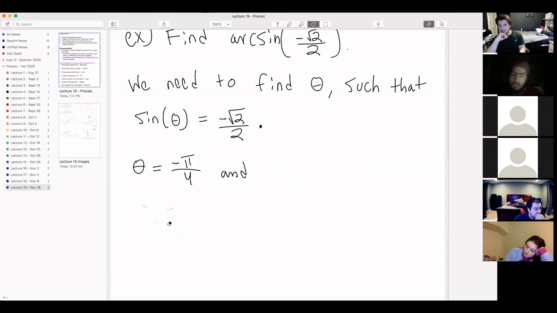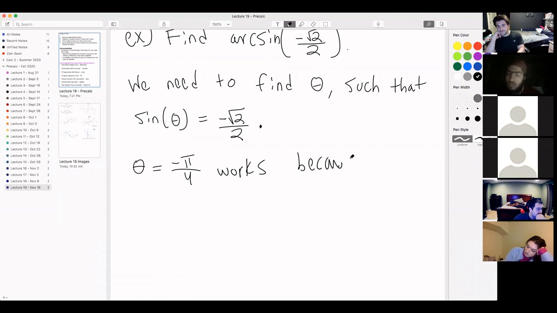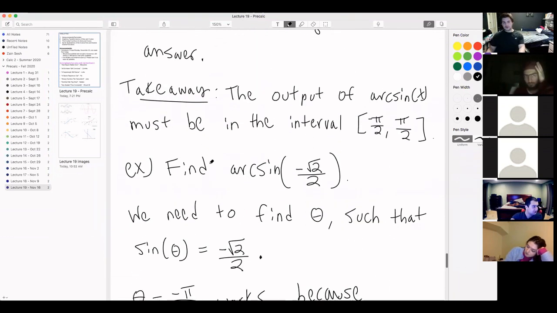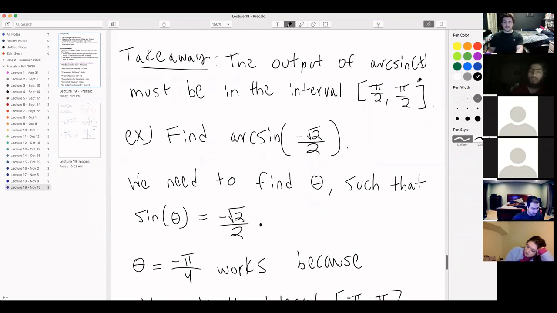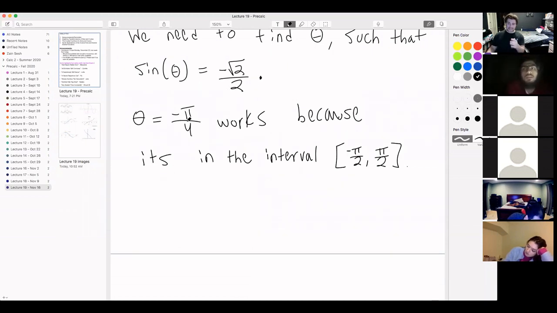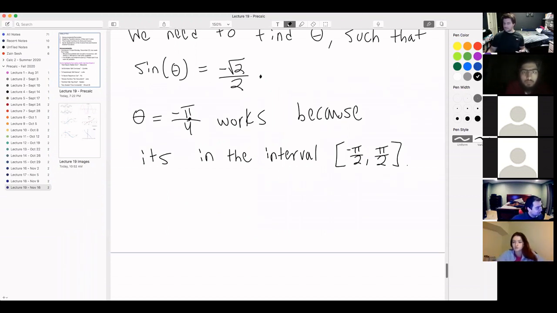So you don't even need to check your domain restrictions. Theta equals negative pi over 4 works because it's in the interval minus pi over 2 to pi over 2. Remember the takeaway here: the output must live inside this interval, minus pi over 2 to positive pi over 2, and negative pi over 4 is in that interval, so it checks out. You don't need to reject it. So this is the only answer.